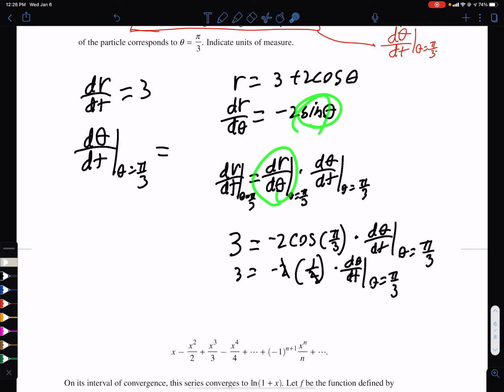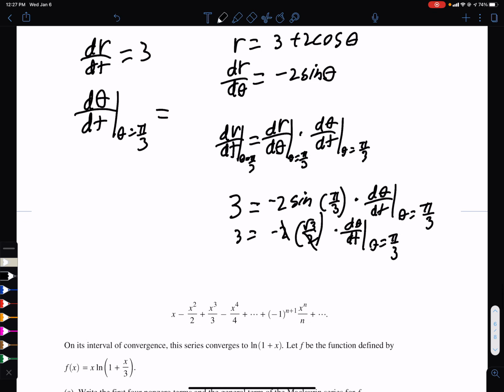dr/d theta is sine. I put cosine. What a lame-o. So that's sine, and sine is radical 3 over 2. So I get radical 3. Divide both sides by negative radical 3. But that is the same thing as negative radical 3. Rationalize, multiply by radical 3 over 3, you would get negative radical 3 is your d theta/dt at theta is pi over 3.